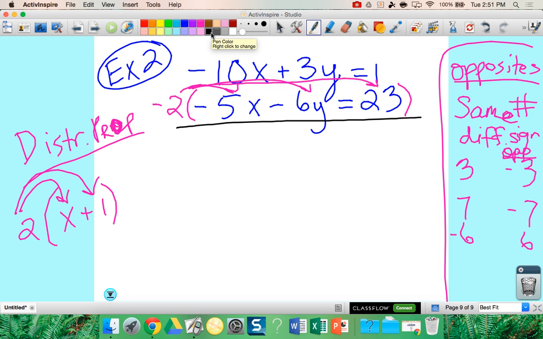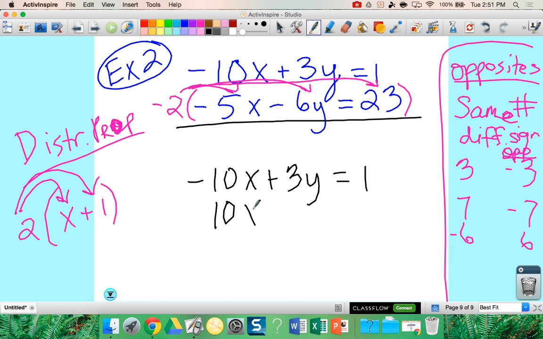all right. Now, you're going to have to do some rewriting. I'm going to rewrite that top one and then write my modified bottom equation here. So negative 2 times negative 5x is what? Positive 10x. Negative 2 times negative 6y. Positive 12y. And then negative 2 times 23. Negative 46. Negative 46. Okay?